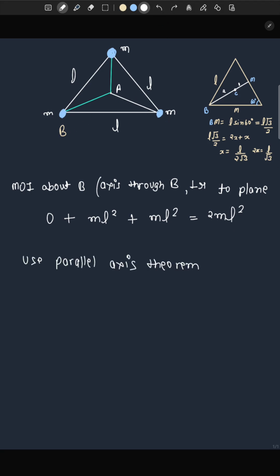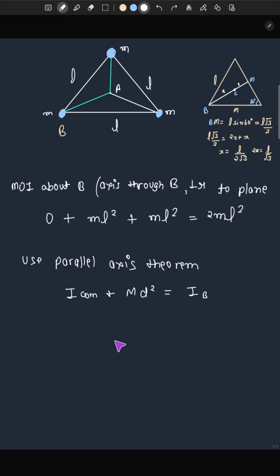But what if we want to use some other method? Let's use the parallel axis theorem. You know what the parallel axis theorem is: if you know the moment of inertia about the center of mass and you want to find it about any other point, you just have to add the mass of the system times the square of the distance between the two points, that is, the center of mass and the point about which you want to find the moment of inertia. We want to find it about B. So how will we find it? I_COM plus M d square.